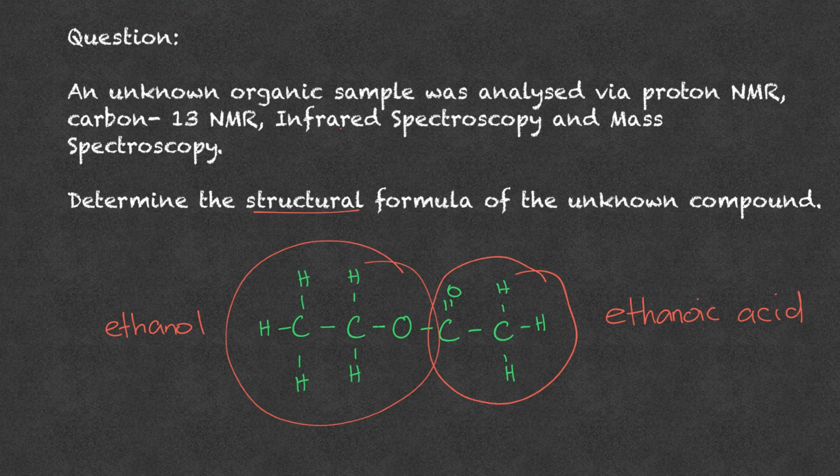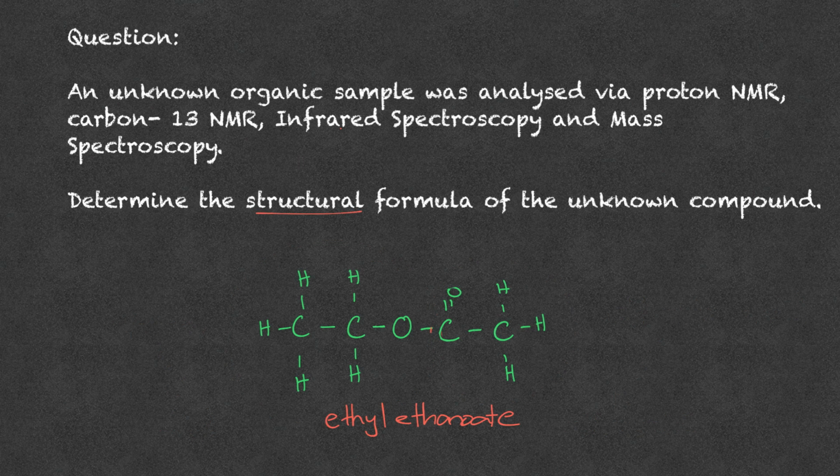So when you're naming it, you turn the ethanol into ethyl, change the ol into yl, and the ethanoic acid into ethanoate, remove the oic acid and add oate, and put them together and you get ethyl ethanoate. So our unknown sample was ethyl ethanoate.